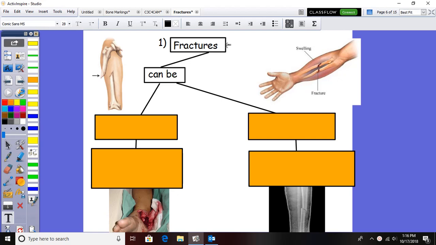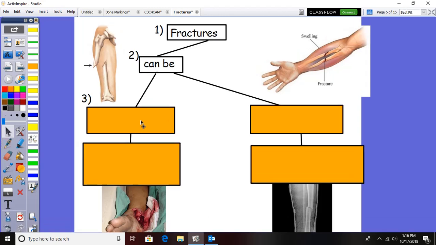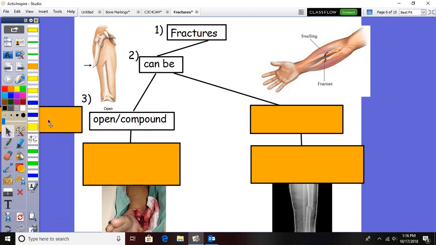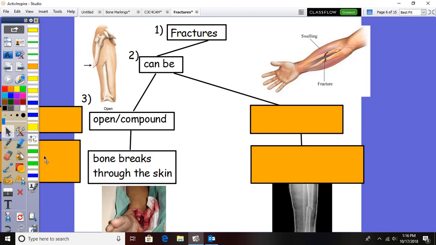So at the top here, we're just going to talk about some different ways that fractures can be classified. And so I think you have a box here that maybe says number 2, which says can be, and then this is number 3 over here. Okay, one way we can classify fractures is as being open or compound. So we say you have a compound fracture or an open fracture, and what that is describing is if the bone breaks through the skin.